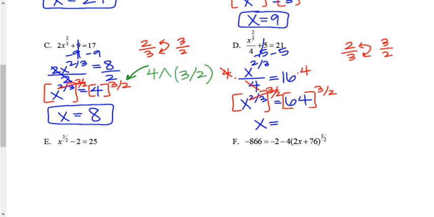On the left side, I get x. On the right side, you're going to plug this into your calculator: 64 to the power of 3 over 2. And I get 512. So if you did not get 512, you're probably doing something wrong. Make sure you're typing in 64 with a caret, and if you didn't put in 3 over 2 in parentheses, you might want to do that.